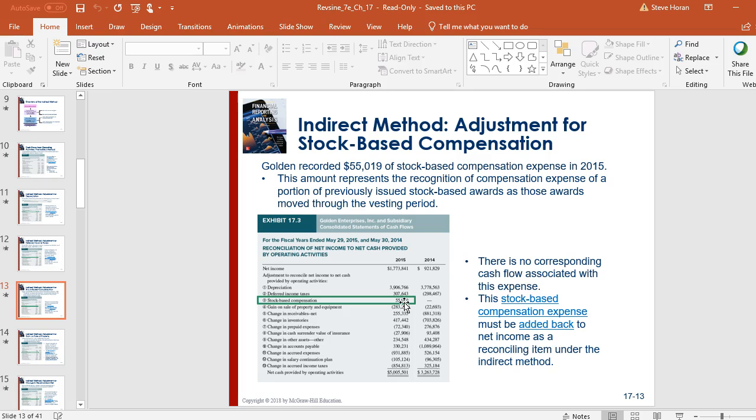Stock-based compensation. Remember that with stock-based compensation, it is stock given to an employee. There's no cash involved, but it is expensed as it's incurred.